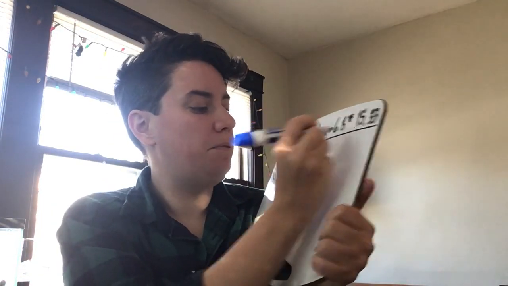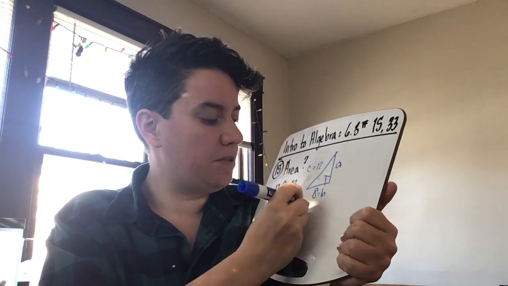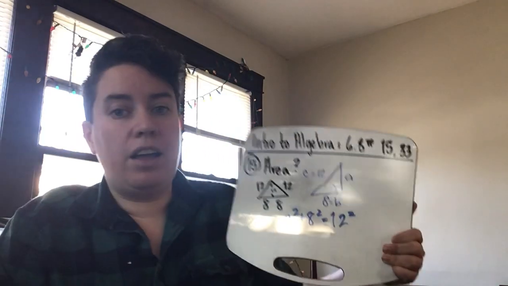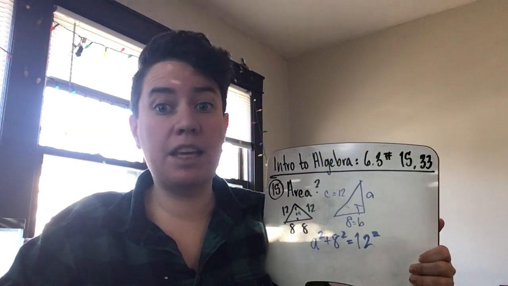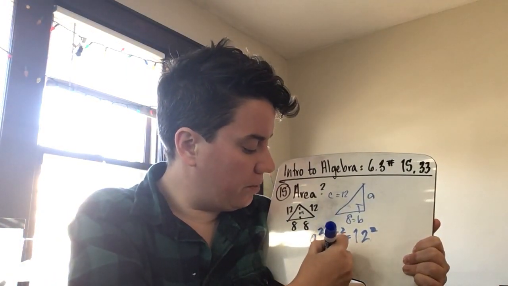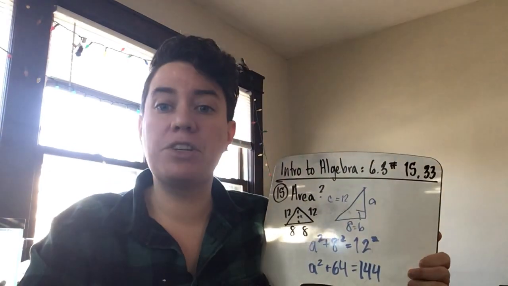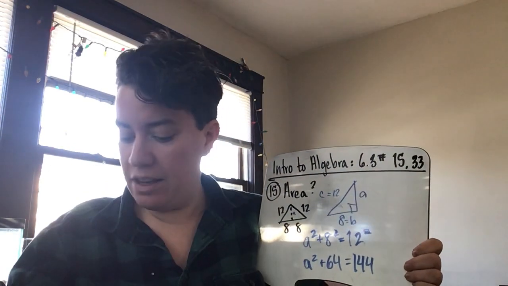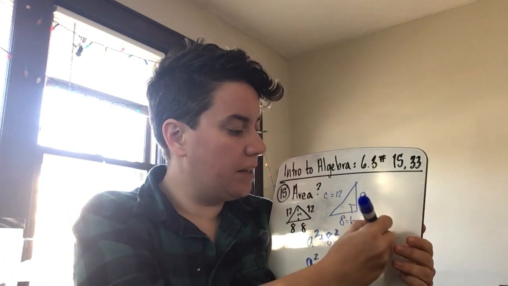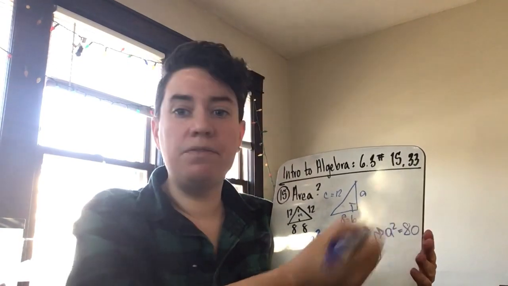So then you end up with A squared plus 8 squared is equal to 12 squared. As I said, you can use the calculator for this, but you do need to show all your work. So that means that A squared plus 64 is equal to 144. Make sure you're following your order of operations. Then we subtract 64 from both sides, and we end up with A squared is equal to 80.